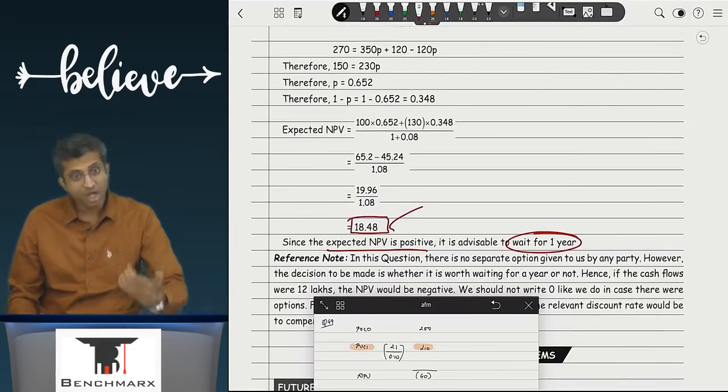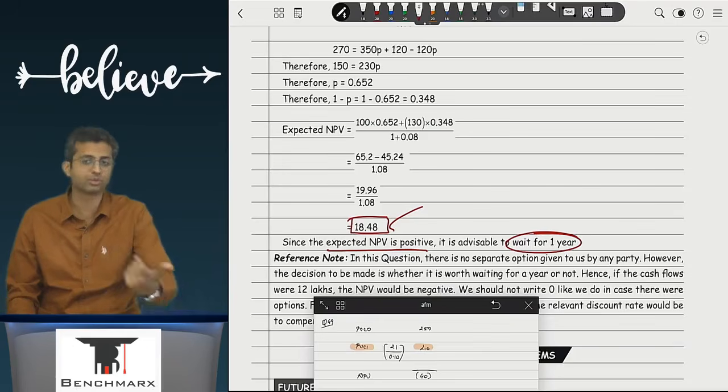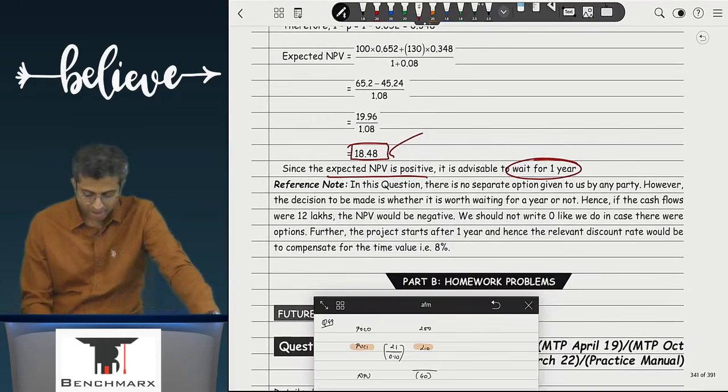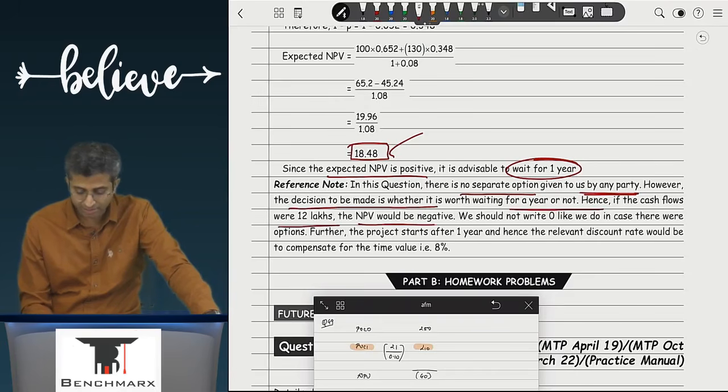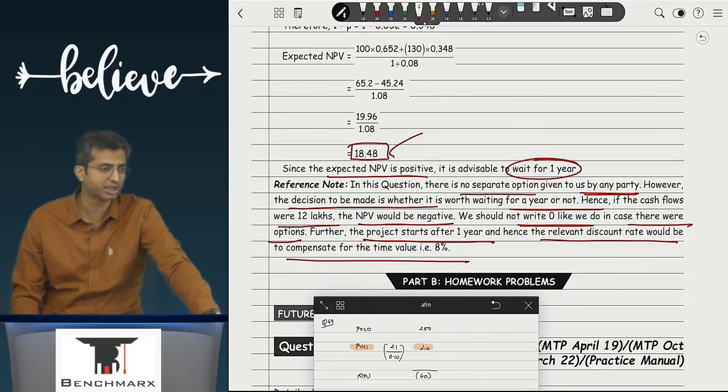It is something where the true value of the project will be known only after 1 year. Reference note: in this question, there are no separate options given by any party. However, the decision to be made is whether it is worth waiting for a year or not. Hence, if the cash flows are 12 lakhs, NPV would be negative. We should not write 0, since there are no options. Further, the project starts after 1 year and hence the relevant discount rate to compensate the time value will be 8%.